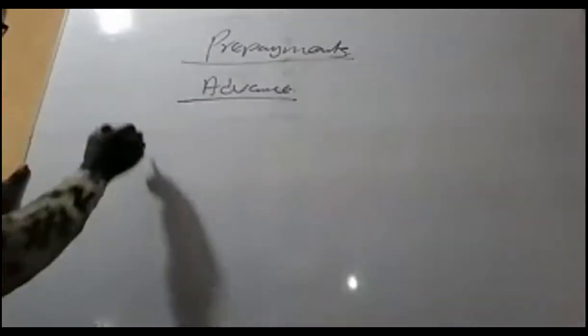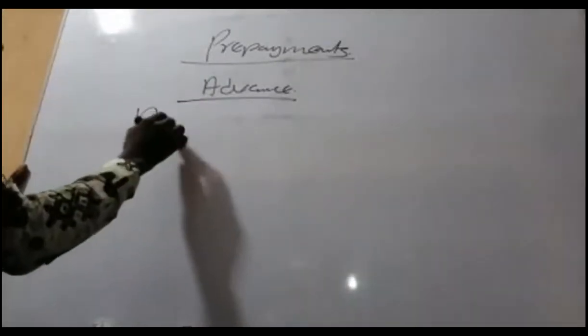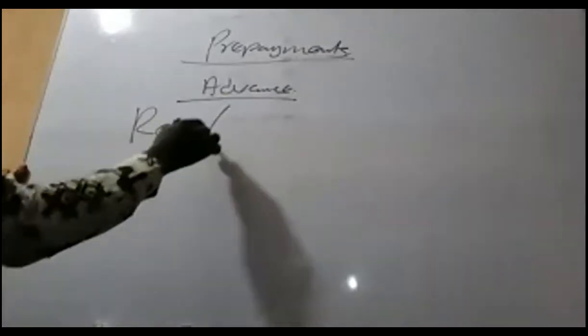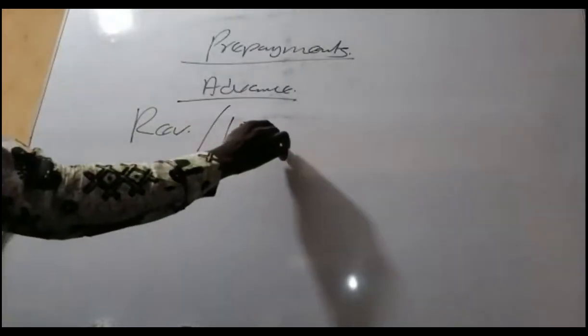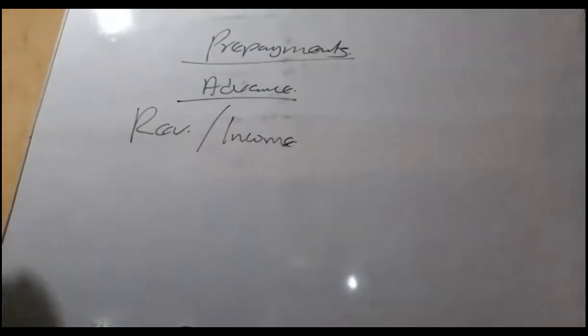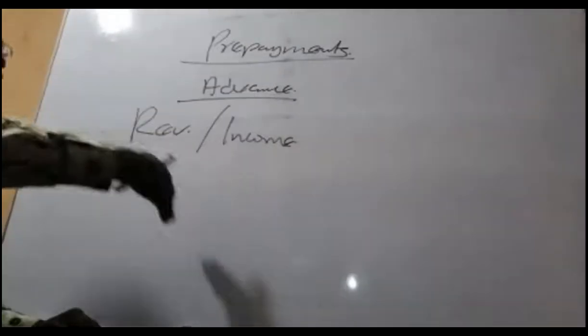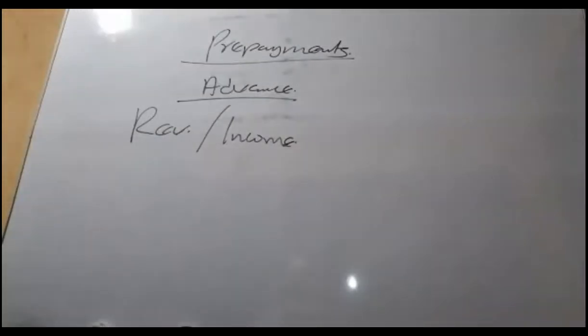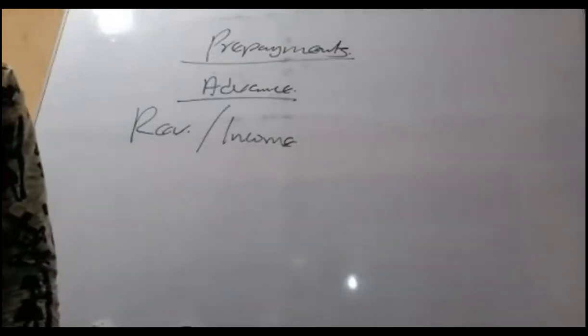Now let's start with the revenue first, or income. Income is what you've earned, money that you earned. You've worked for it. Good. Just like here, income paid, received in advance. You've not performed the work, but they've already given you the money.